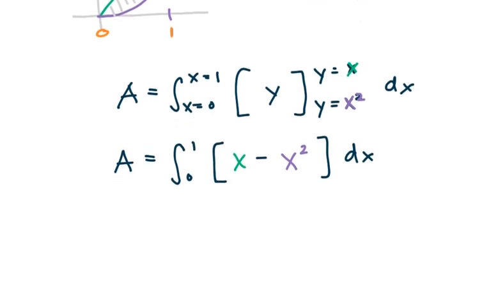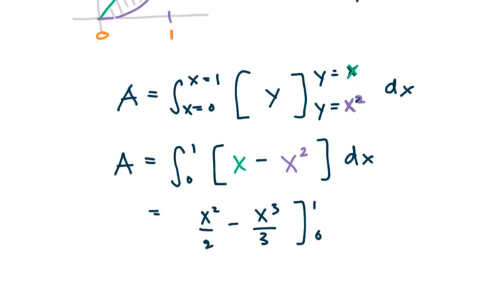At this point, this should be very easy for us to integrate. I have x squared over 2 minus x cubed over 3. We're going to plug in 1 and 0. Of course, when I plug in 0, that's going to zero out. So we're just going to end up with 1 squared over 2, or 1/2, minus 1 cubed over 3, 1/3. 1/2 minus 1/3 gives us 1/6, and that represents the area of this region.